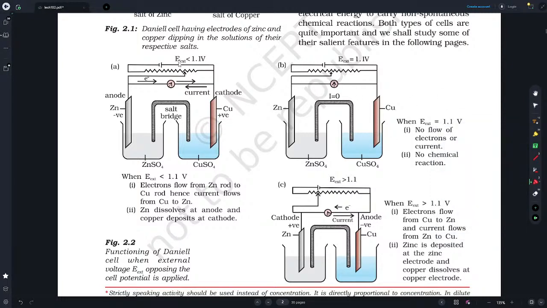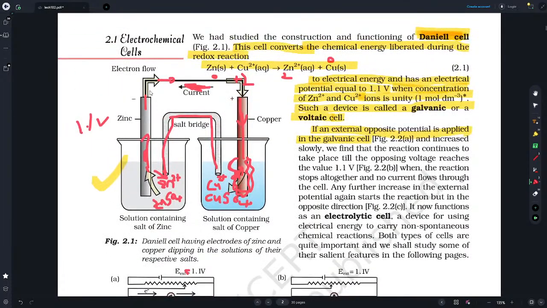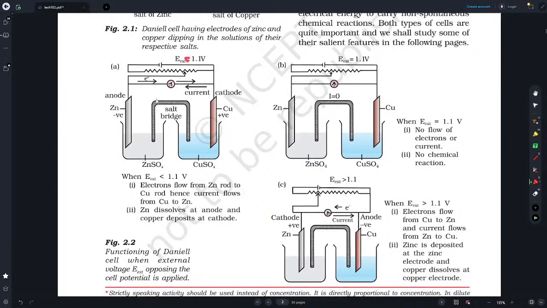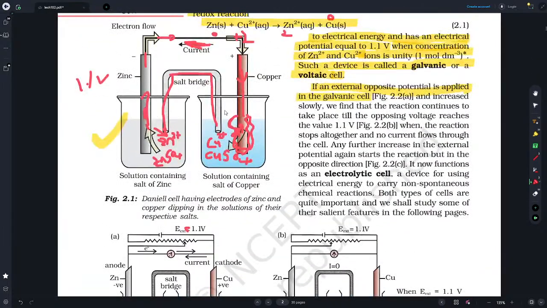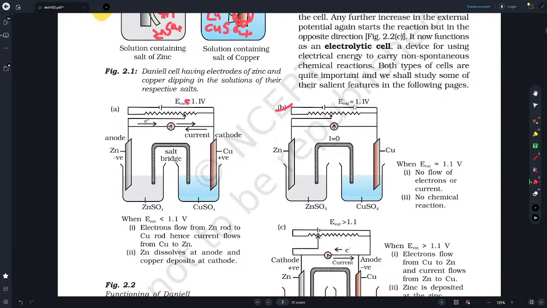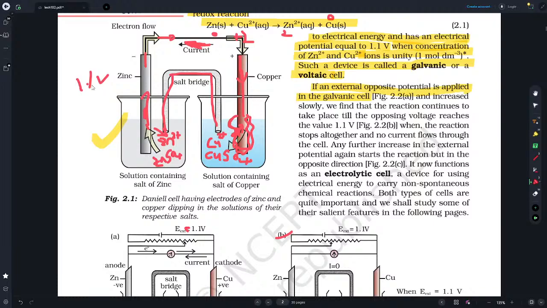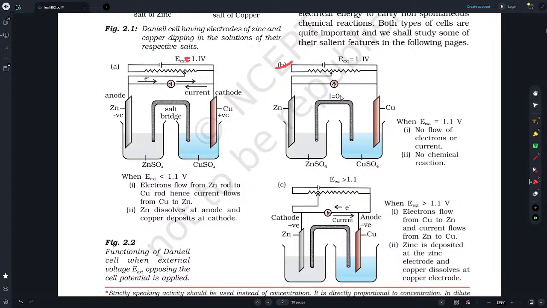Where the E external, the battery, has a voltage of less than 1.1 volt. When that happens, where we saw the current flow was from zinc to copper, here as well the current flow will be from zinc to copper, but it will be a little less due to the external potential than the normal one. And the second case, here when the external potential is 1.1 volt, which is exactly equal to the cell potential of the Daniell cell. Here we see that I equals 0, meaning there is no current flow.